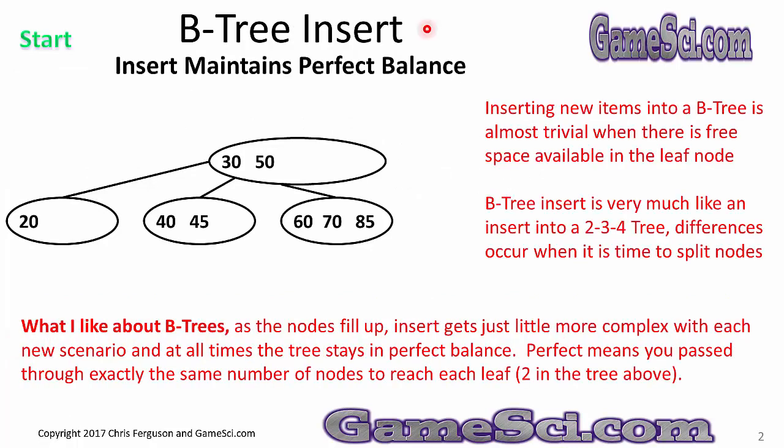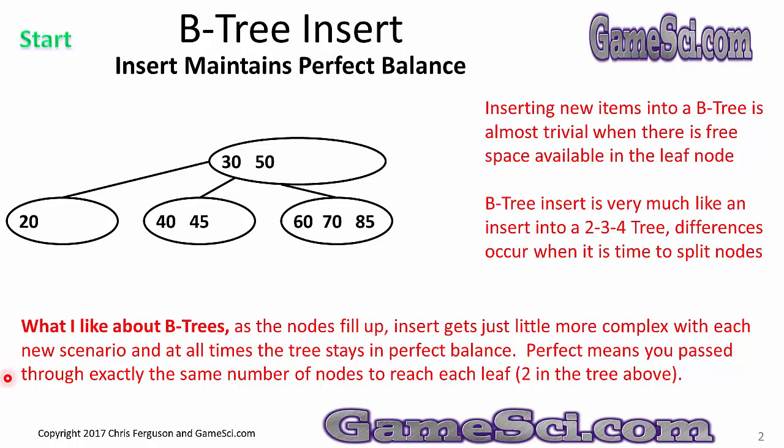B tree insert. Insert maintains perfect balance. Inserting new items into a B tree is almost trivial when there is free space available in the leaf node. B tree insert is very much like an insert into a 2, 3, 4 tree. The differences occur when it's time to split nodes. What I like about B trees is that as the nodes fill up, insert gets a little more complex with each new scenario, but at all times the tree stays in perfect balance.